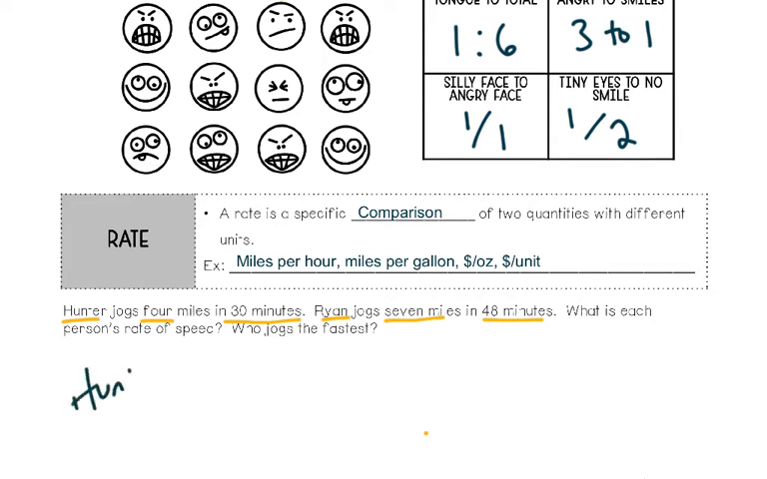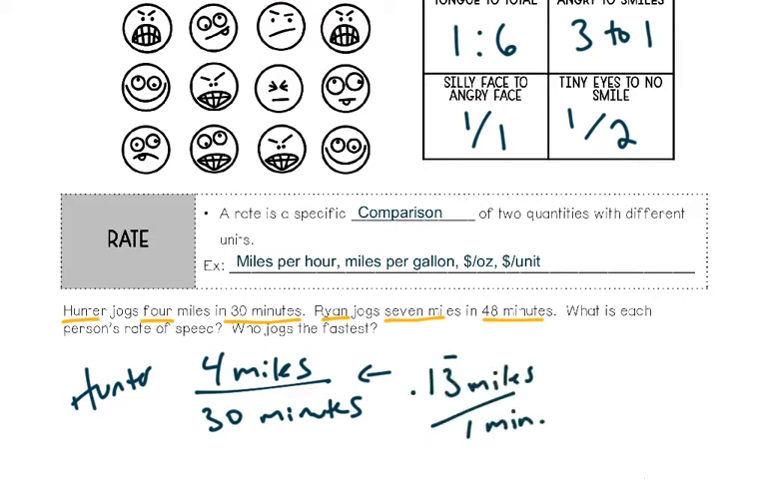The way I do that is to write a ratio. If it says Hunter ran 4 miles, I would write 4 miles per 30 minutes. Remember, it's miles per minute. I know that this line means divide. So when I divide that, I get 0.13 with a repeating 3, so I put that little line over top of it. So 0.13 miles per 1 minute. That's how you could write this as a rate.